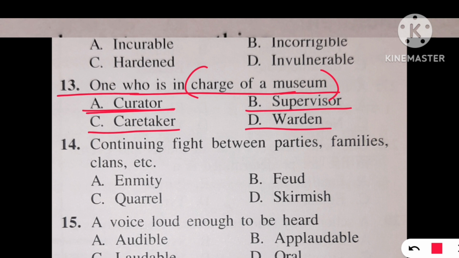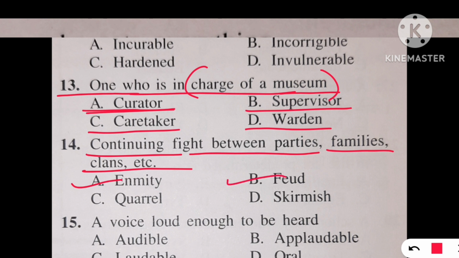Next, question number 14. Continuing fight between parties, families, clans, etc. It is called option A, enmity. Option B, feud. Option C, quarrel. And option D, skirmish. Right answer is option B, feud.